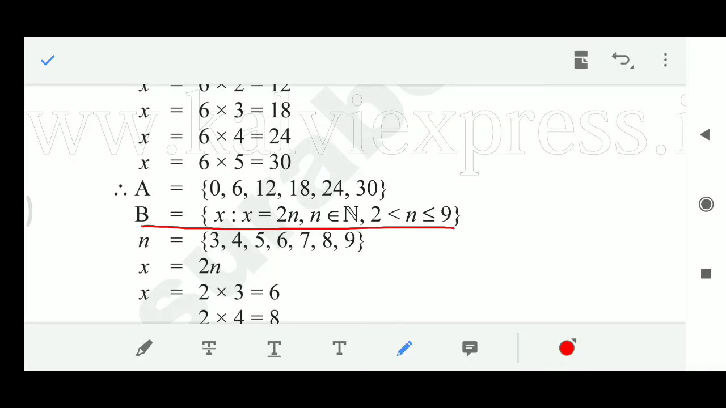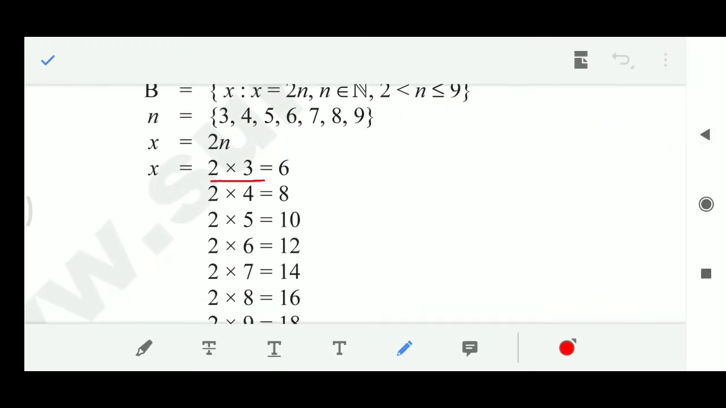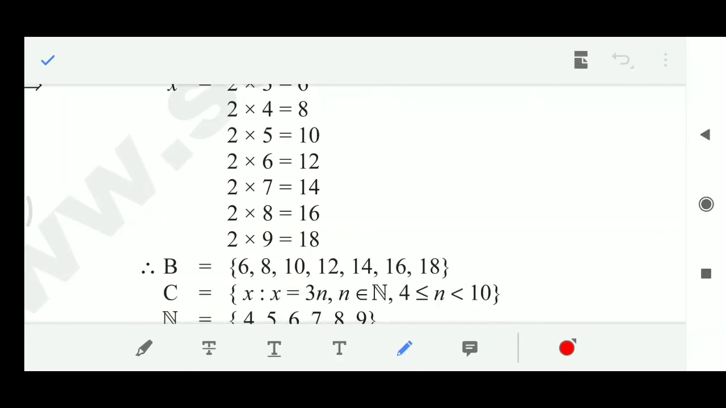Like that, B is equal to {x such that x is equal to 2n and n belongs to N, n lies between 2 and 9}. We have to include the 9 and leave out the 2. So the remaining elements are 3, 4, 5, 6, 7, 8, 9. Substitute the value in x is equal to 2n. Here n is equal to 3, 4, 5, 6, 7, 8, 9. So 2 into 3 gives 6, 2 into 4 is equal to 8, 2 into 5 gives 10, 2 into 6 is equal to 12, 2 into 7 is 14, 2 into 8 is 16, 2 into 9 is 18. So the elements are 6, 8, 10, 12, 14, 16 and 18.